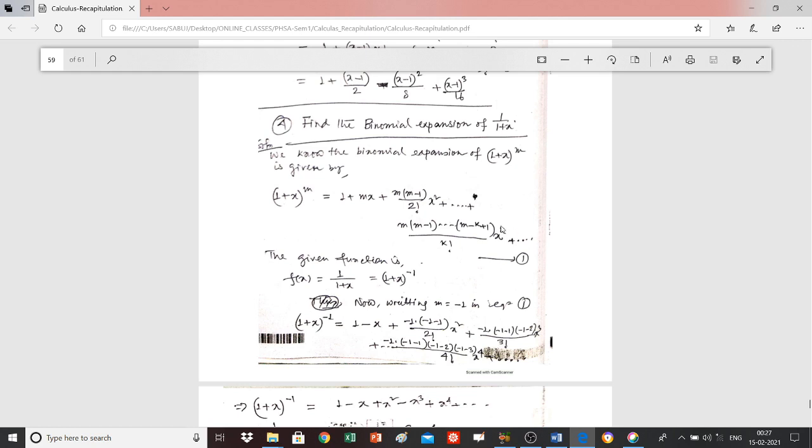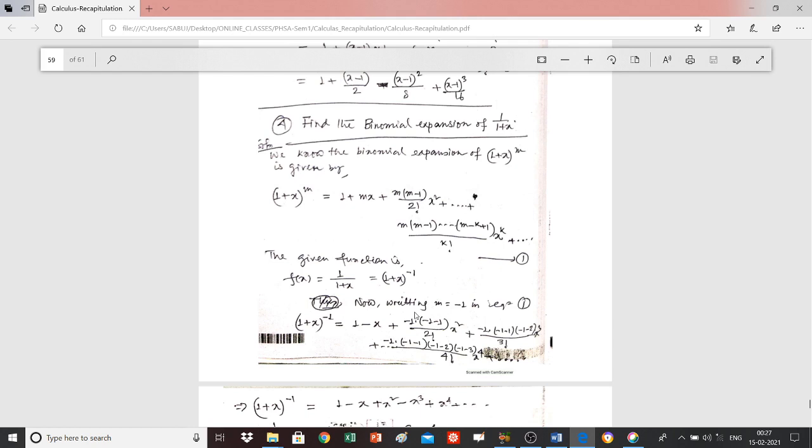etc. So here just compare this function with your given function 1 by (1 plus x), that is nothing but (1 plus x) to the power minus 1. So m in this case is minus 1. Just substitute the value m is minus 1 in this expression. Then you can easily find out the binomial expansion of (1 plus x) to the power minus 1, that is 1 by (1 plus x).